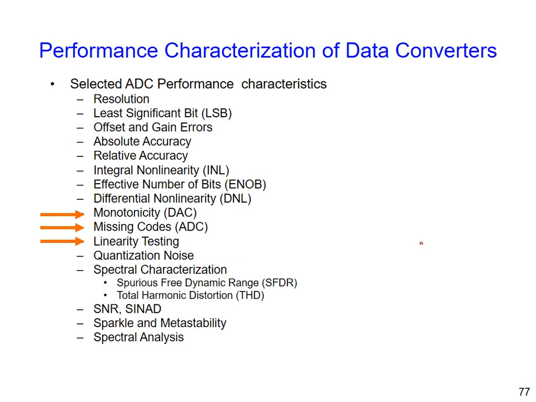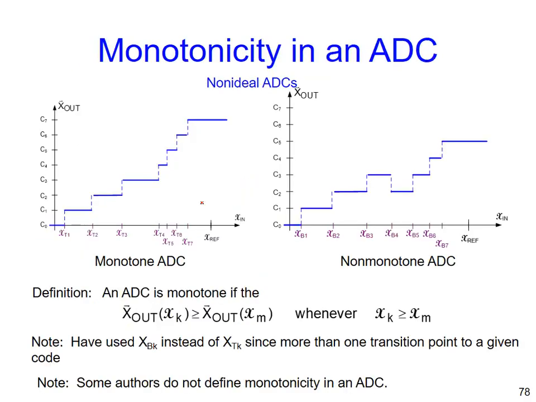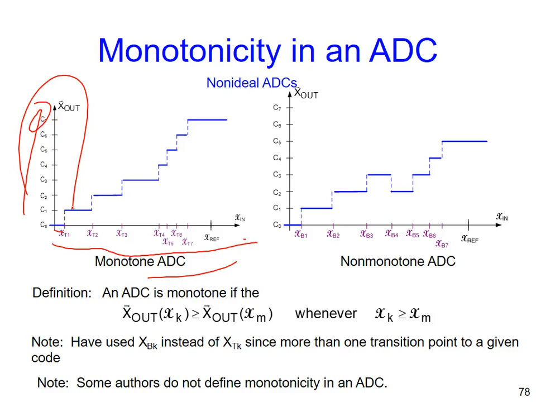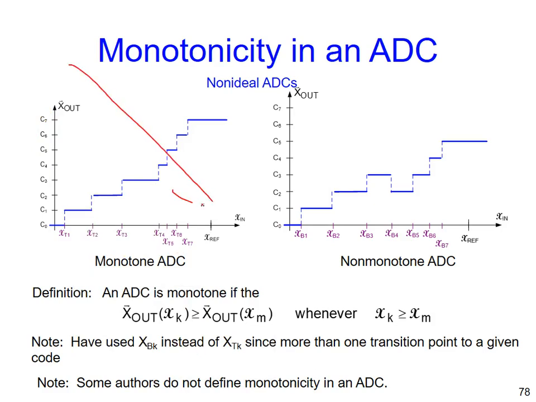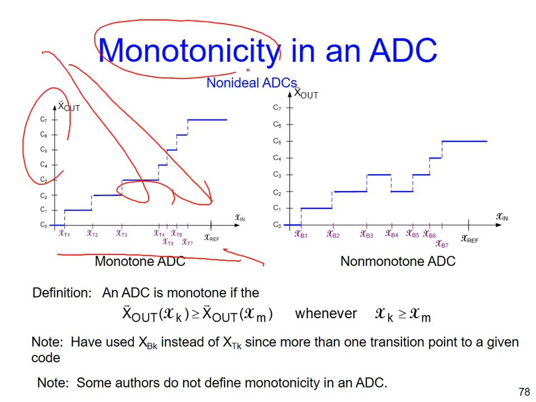Okay. All right, some moments. Monotonicity, 单调性. What is the definition for monotonicity? Anyway, from input to output, the slope needs to be the same. If you increase your input, your output will also be increased. That's it. The other possibility is you increase your input, but your output code is decreased. That is the definition for monotonicity, 单调性.